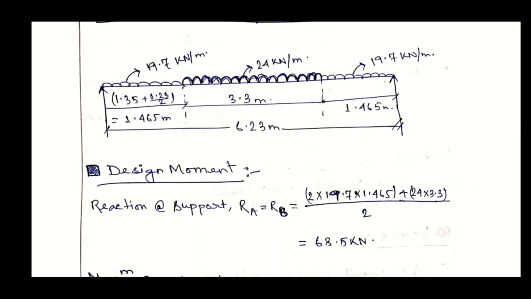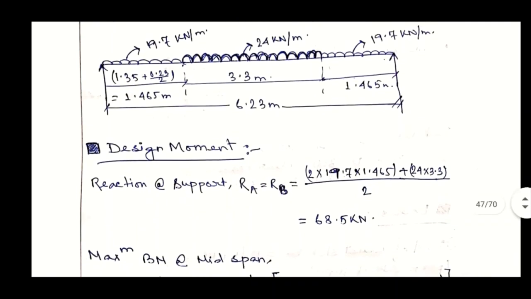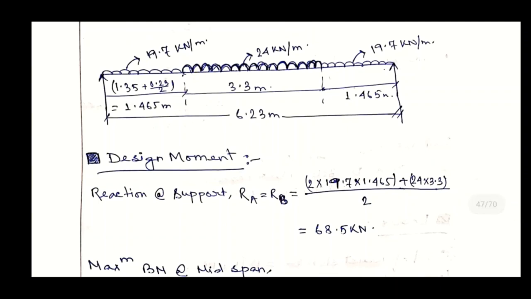Okay, now design moment. So you can analyze here the reaction at support R suffix A is equals to R suffix B, that is equals to 2 into 19.7 into 1.465 bracket close plus 24 into 3.3 by 2. Okay, this is all right, that is equals to 68.5 kilonewton.